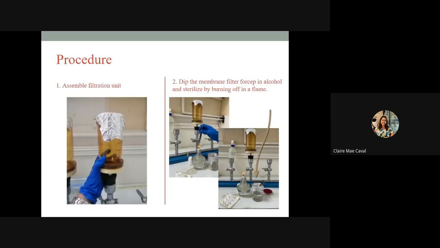So let us start. Number one, you assemble the filtration unit. Number two, you dip the membrane filter forceps in alcohol and sterilize by burning off in a flame. So of course, we sterilize the filter forceps. First, it is immersed in 70% alcohol. Then we burn it over the flame. This is to provide optimum sterilization of the forceps.